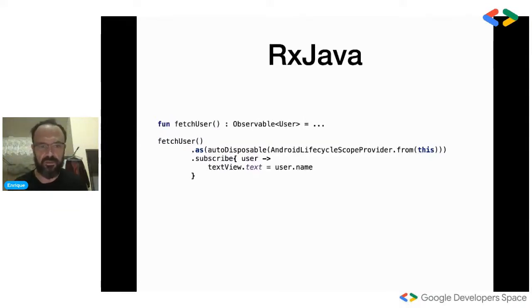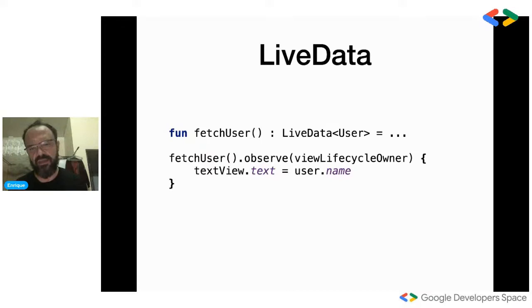RxJava has been solving this problem for a while. This is how typically the RxJava code for the proposed problem would look. We would have our function fetchUser that returns an Observable with the generic type User. We would add this to the auto-disposable, tied to our Android lifecycle. We would subscribe there, and then we would update the text on our screen. We also have LiveData, which is similar, right? We have our LiveData, connected to observing on the lifecycle, and then when things happen, we just update our UI.